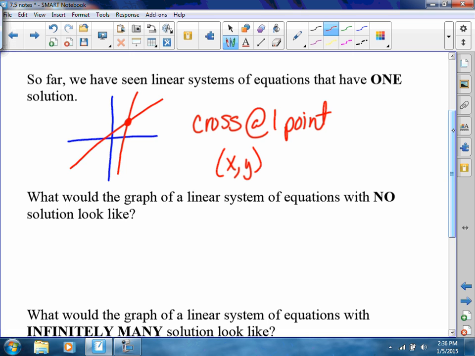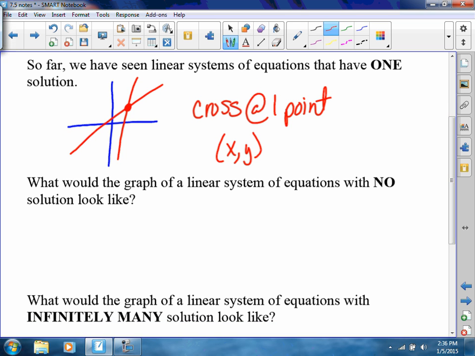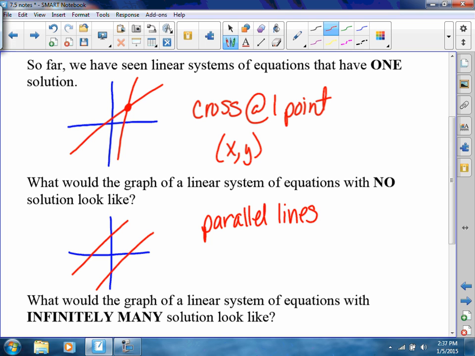So what would it look like if systems had no solution? In order for them to have one solution, they have to cross. So if they're going to have no solution, that means that they wouldn't cross. So you would have lines that would be parallel. So that's one of our special cases that we're going to see today. We're going to have lines that are parallel. So that means that they don't cross. They have the same slope. Okay? So they do not cross, or they do not intersect, and then they have the same slope.